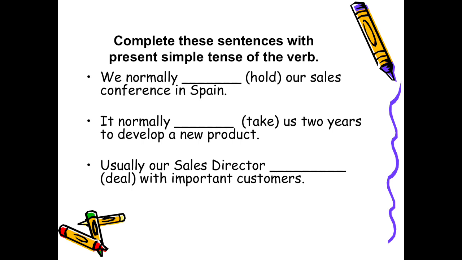It normally takes 2 years to develop a new product. So it is also coming in the simple present tense. Usually your sales director deals with important customers. So usually, normally, regularly, all these indicate that something has happened and is happening now, and it will regularly happen. So you will be using the simple present form of the tense.